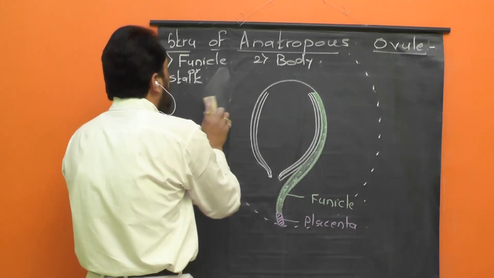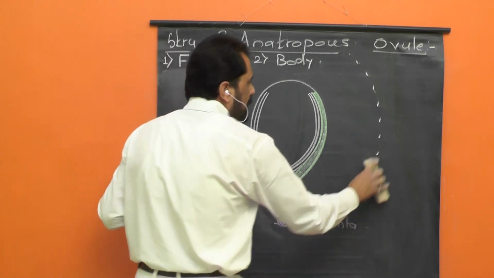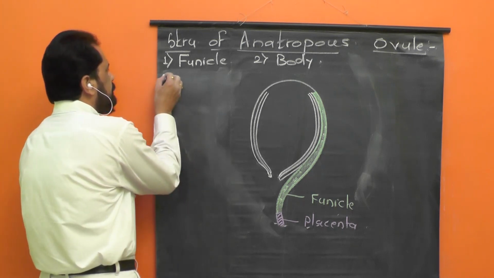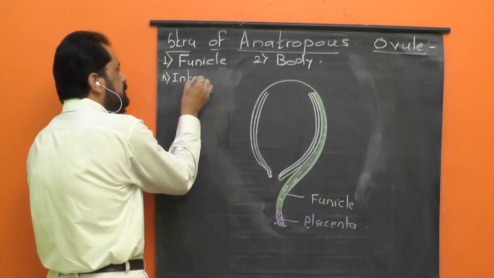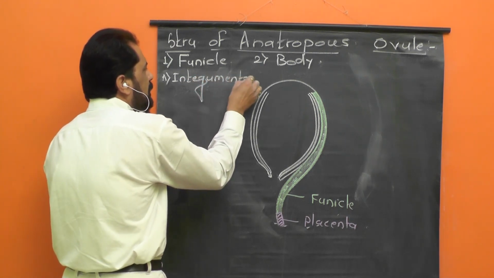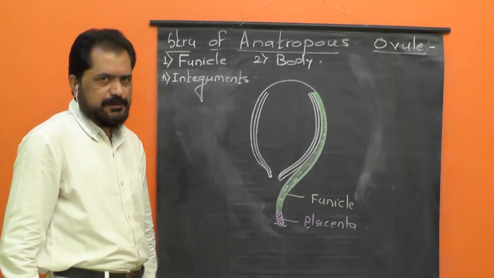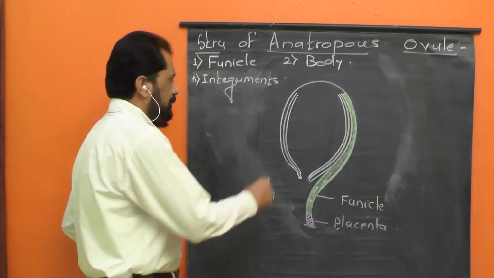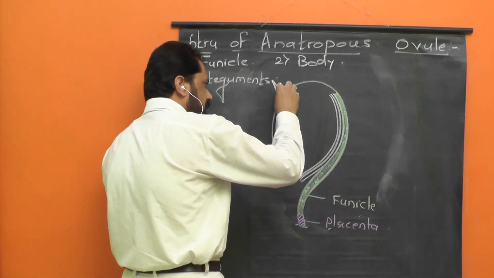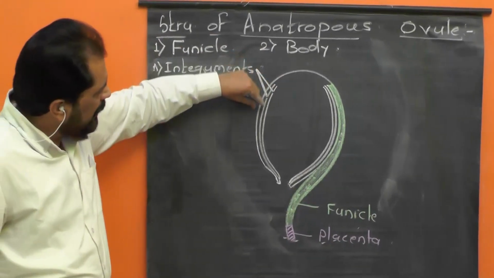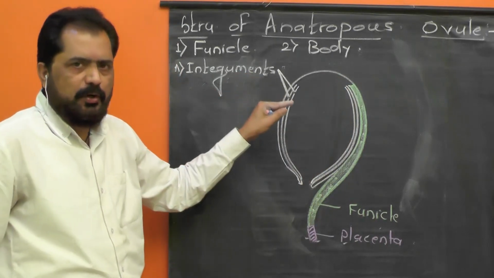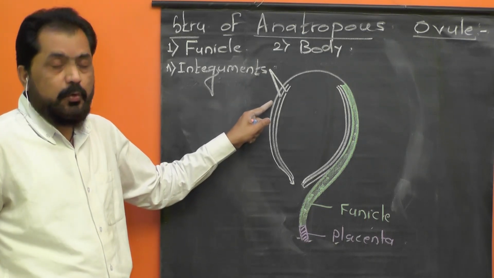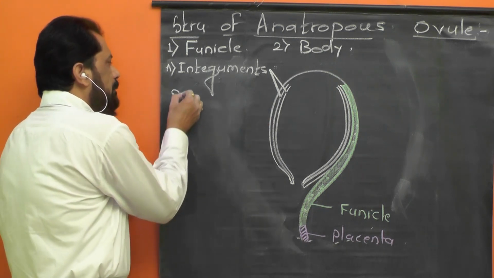First one, integuments. Integuments are outer protective coverings of the body of ovule. Please look at the diagram. Here I have shown the integuments. These are the integuments. So integuments are outer protective coverings of the body of ovule. In most of the ovules, the integuments are two in number. The ovule with two integuments is called bitegmic ovule.